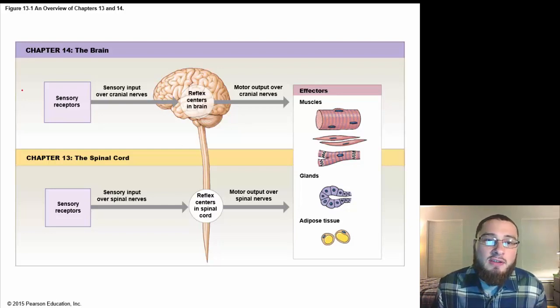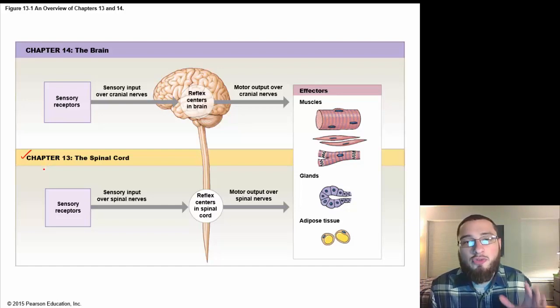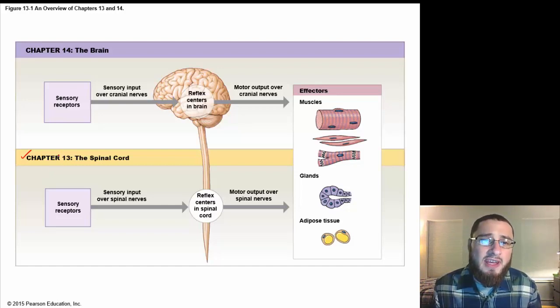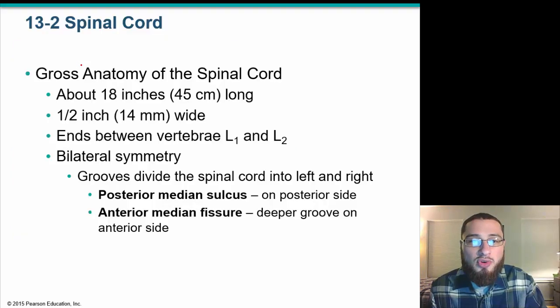Here we see that we're on chapter 13 right now. Chapter 12 was just talking about neural tissue, the neurons, the neuroglia. Now we move into the larger structures, the spinal cord, and then next chapter we'll get into the brain.